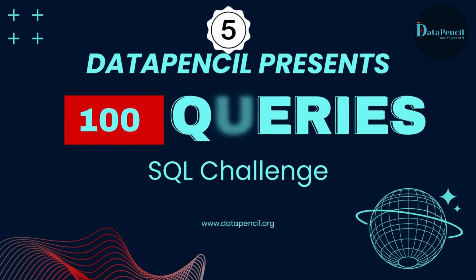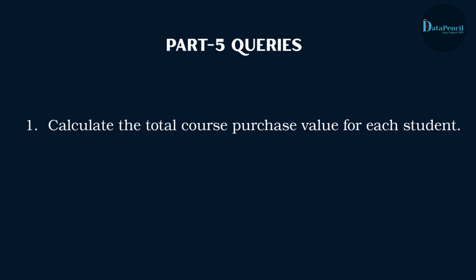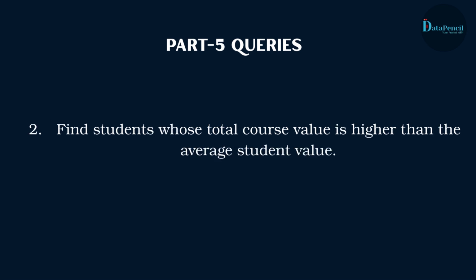Queries SQL Challenge. So let's see our queries. First query is total course purchase value for each student. Here you have to use CTE. Query 2, find students whose total course value is higher than the average student value. Here also CTE and subqueries will be used.